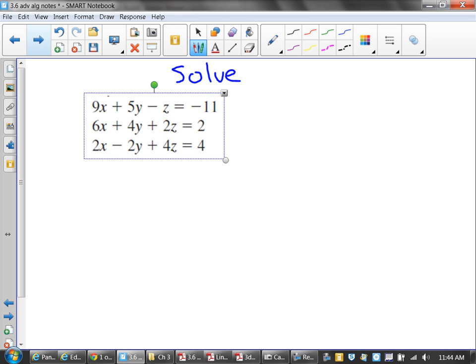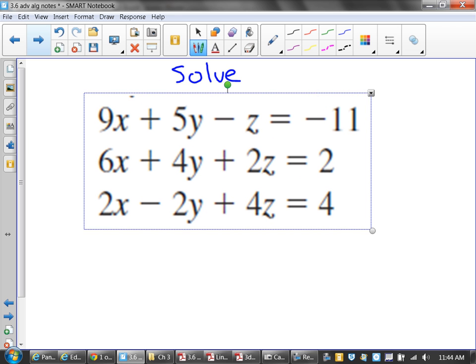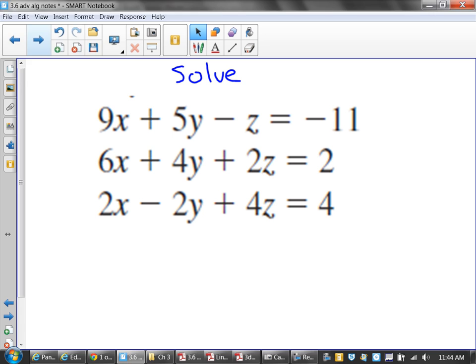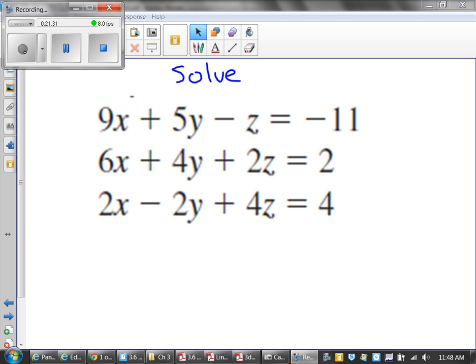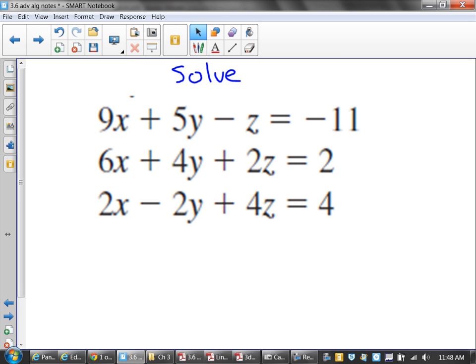All right. Try this one. I'm assuming most people saw the negative z in the first equation, and you're probably trying to eliminate z in the other two, correct? Right. Why wouldn't you do that? Wait, I'm supposed to eliminate z?